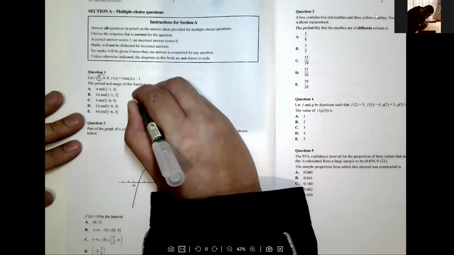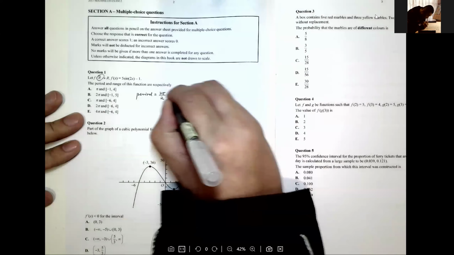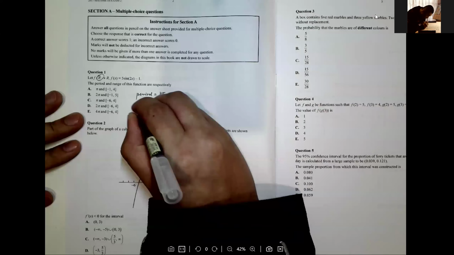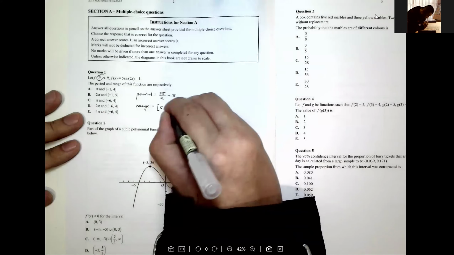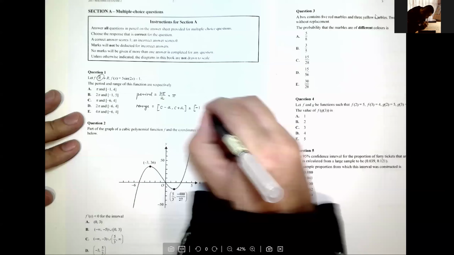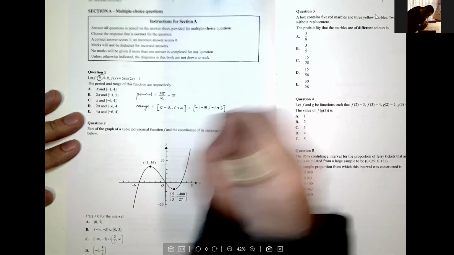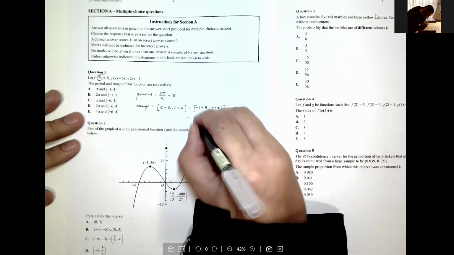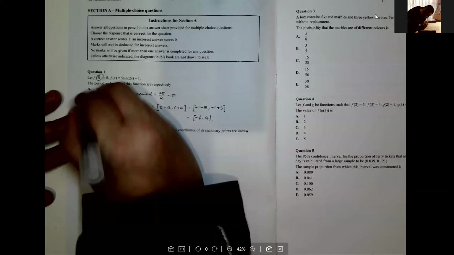So the period is 2 pi over n, which is 2 pi over 2, that's pi. The range is c minus a, c plus a. And my c value is -1, my a value is 5. So I'll get -1 plus or minus 5, and it's -6 to 4. Okay? Option C is correct.